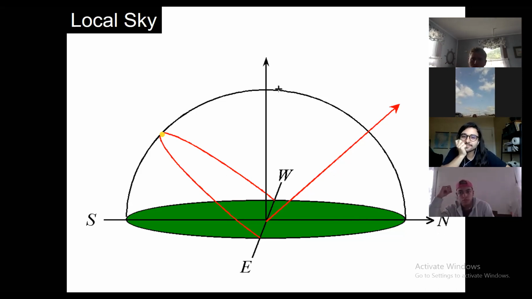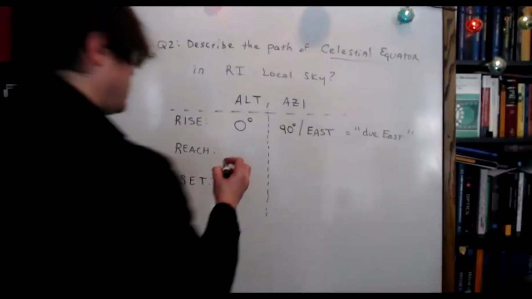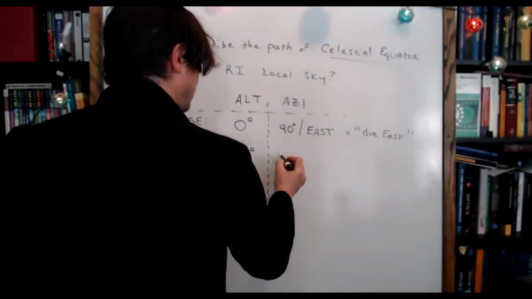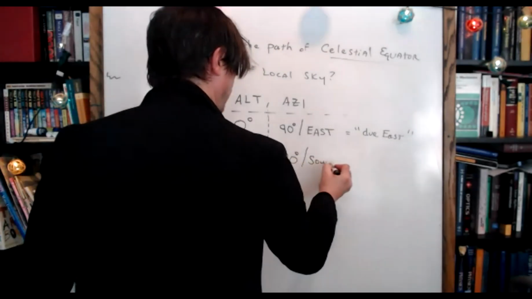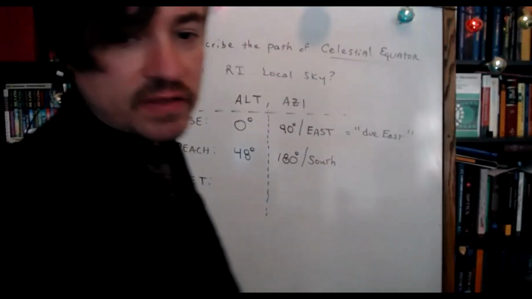Okay, so 48 degrees, and what did you have for your azimuth? 180 or south. Beautiful. Christian understands the horizon system. So that's 48 degrees. And that's 180 degrees or south. And someone else can do the set.